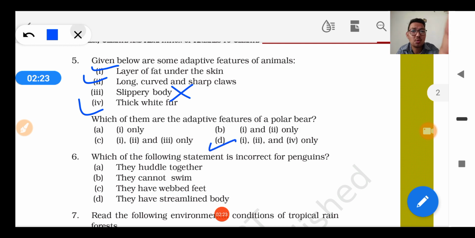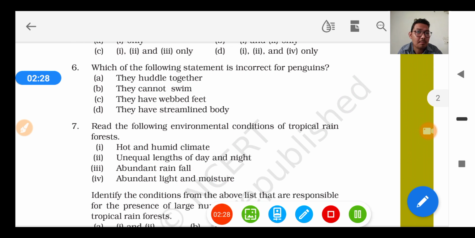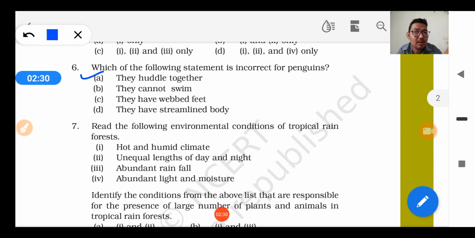Okay, so question number 6, which of the following statements is incorrect for penguins? Penguins huddle together, they have webbed feet, they have a streamlined body, they cannot swim. This option is wrong. So your option number B is the incorrect statement.